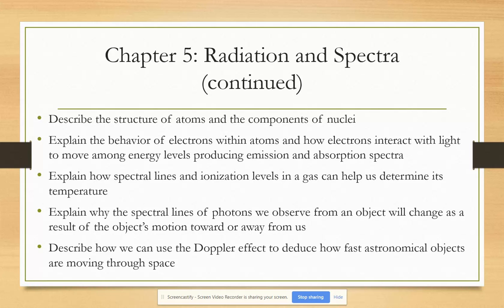It says, talk about the structure of atoms. We just did, right? So let's get down to ionization levels. Ionization means that you have taken away or added an electron to an atom. It's ionized if it has a different number of protons than electrons. And usually in astronomy, we will talk about them being positive ions, meaning they're missing electrons.